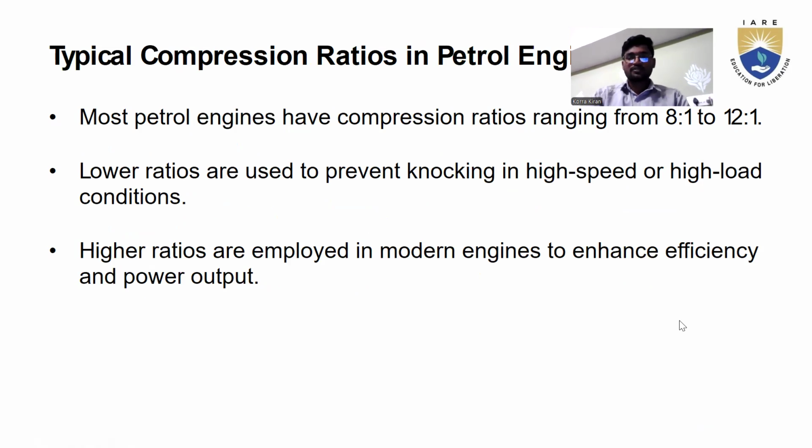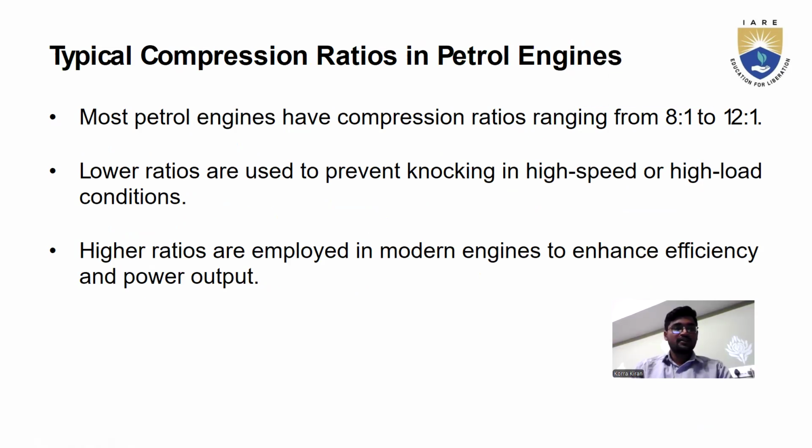And also we can observe typical compression ratios in petrol engines. Most petrol engines have compression ratios ranging from 8 to 1 to 12 to 1, and lower ratios are used to prevent knocking in high speed or high load conditions. Higher ratios are employed in modern engines to enhance efficiency and power output.